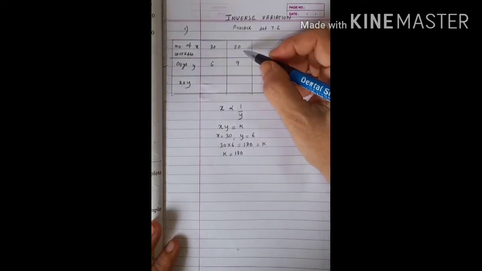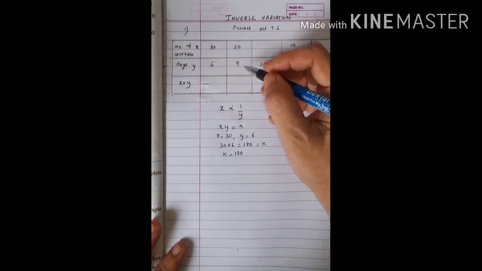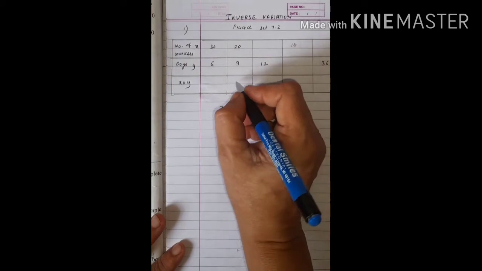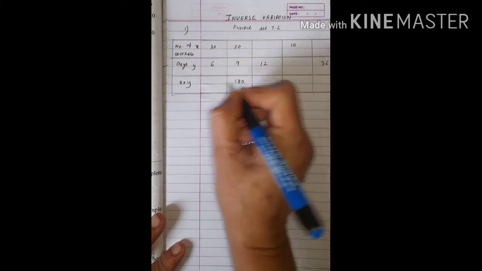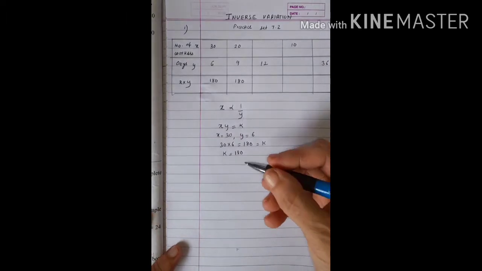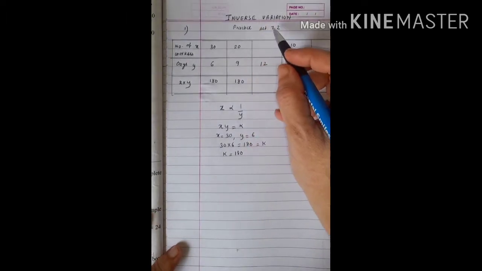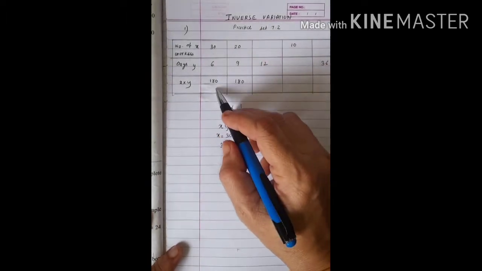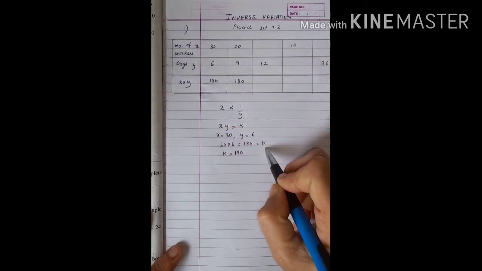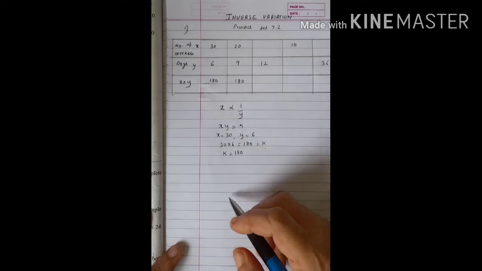Let us see the next product. 20 into 9. What will be 20 into 9? That will also be equal to 180. So here what do we observe in this? We observe that for an inverse variation, the product of their quantities is constant. That is K, and K is called the constant of variation.